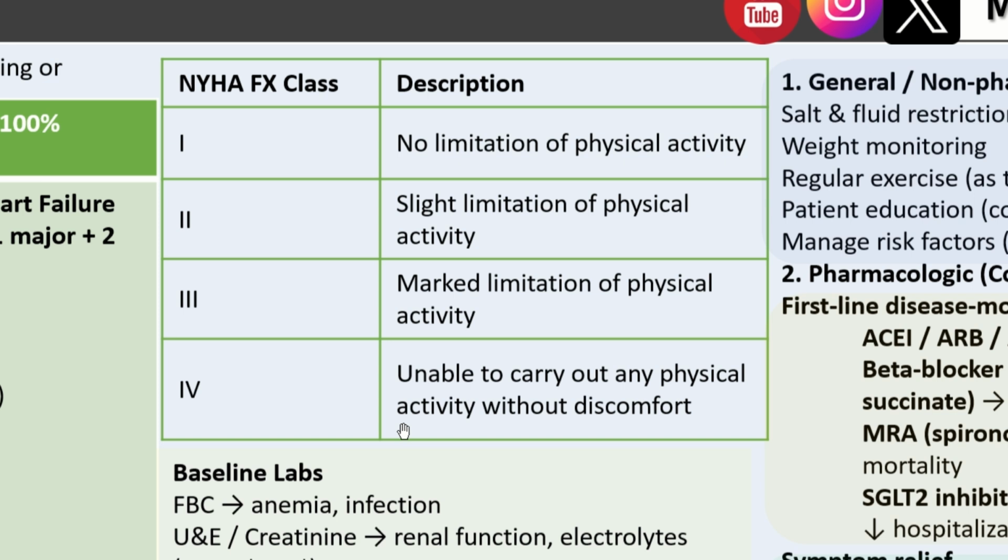Then in class 4, they actually can't do anything. They just want to lay there. Anything they try to do is causing a lot of discomfort, and that is class 4 of the New York Heart Association.